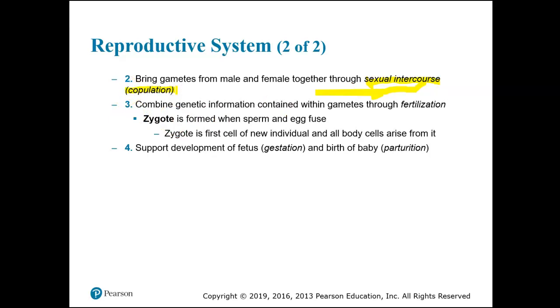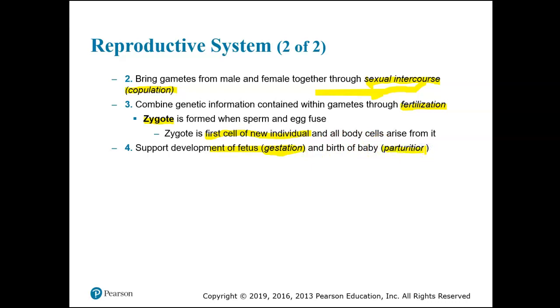Okay, and then the third task is combining genetic information contained within gametes through fertilization. So fertilization is when the sperm fertilizes the egg and produces a zygote, which is the first cell of the new individual. And the fourth task is supporting the development of the fetus, which is called gestation, and the birth of the baby, which is called parturition.